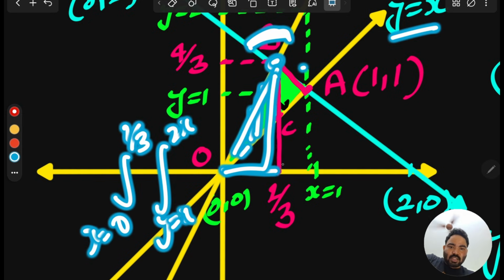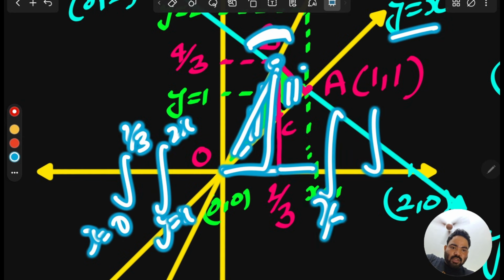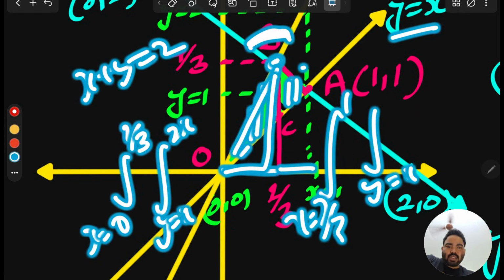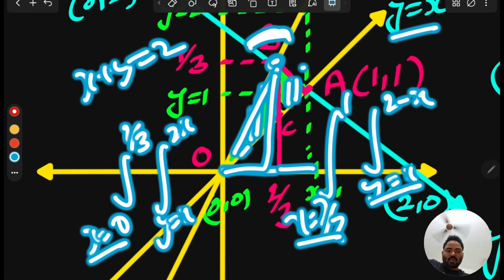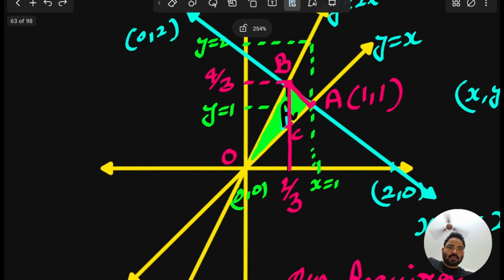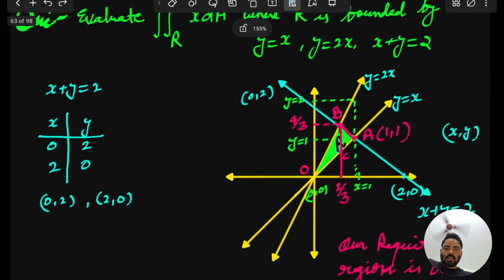But the problem is, after 2 by 3, from 2 by 3 to 1, if you draw the vertical strip, the lower side is still y equal to x, but the upper side is now moving along the line x plus y equal to 2, so y equal to 2 minus x. This is the problem you will face. If you treat the x limit as constant, then you have to divide into two portions, otherwise it will be wrong. This is the way you can solve this question.